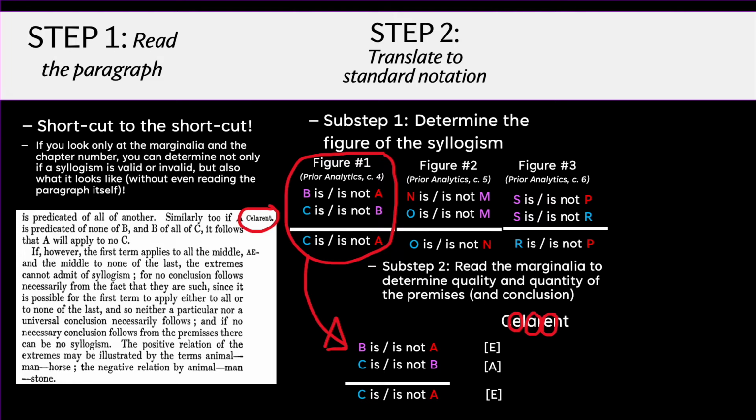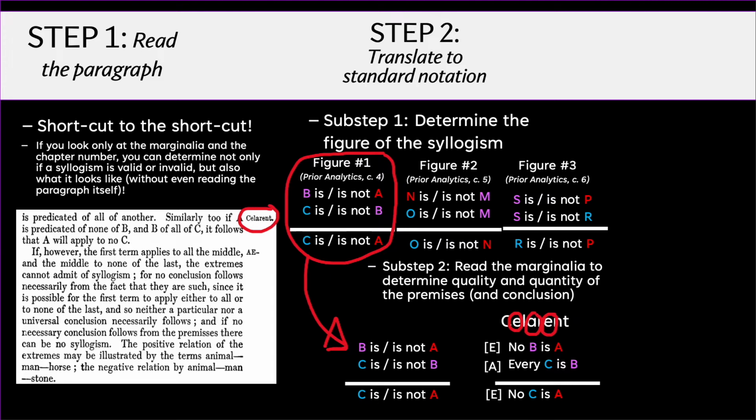So we know the figure of the syllogism, and we also know the quantity and quality of the premises and conclusion in that syllogism. Let's put this knowledge together into a synthesis. The result is the following syllogism. No B is A, every C is B, therefore, no C is A. So the syllogism that is named Celarent is this syllogism, namely, no B is A, every C is B, and therefore no C is A.